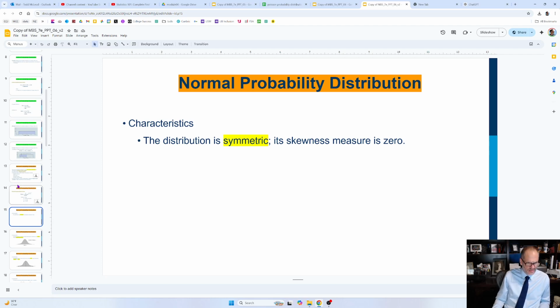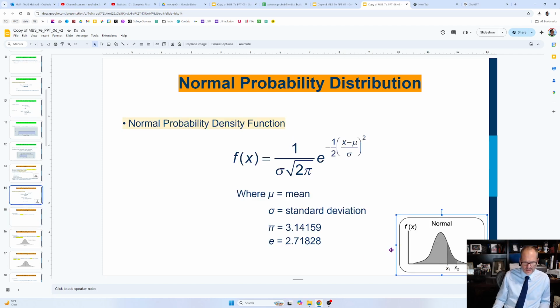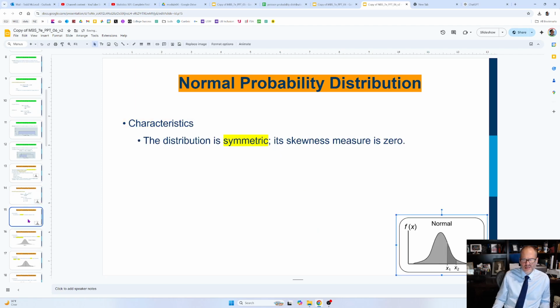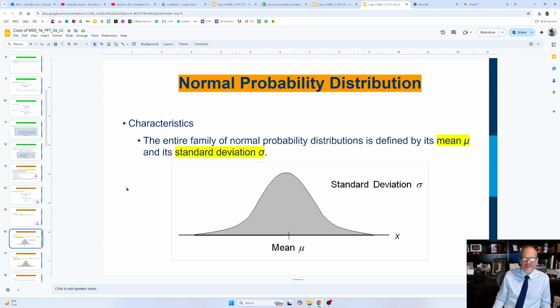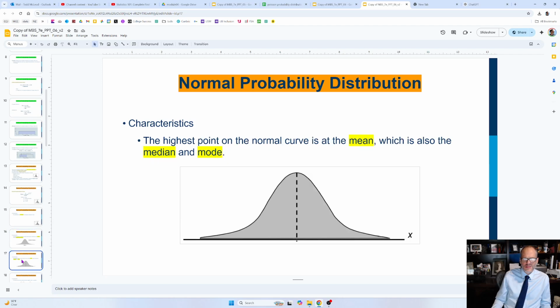Distribution is also symmetric, so I'm going to just grab this from here and copy it and put it here. And you can see it's symmetric, right? It's like, here's the middle, and it's the same on the left and the right. There's no skewness. So for a normal probability distribution, there's no skewness. And the entire family of normal probability distributions is defined by its mean and its standard deviation. Okay, and so we're going to see how that defines this normal probability distribution.